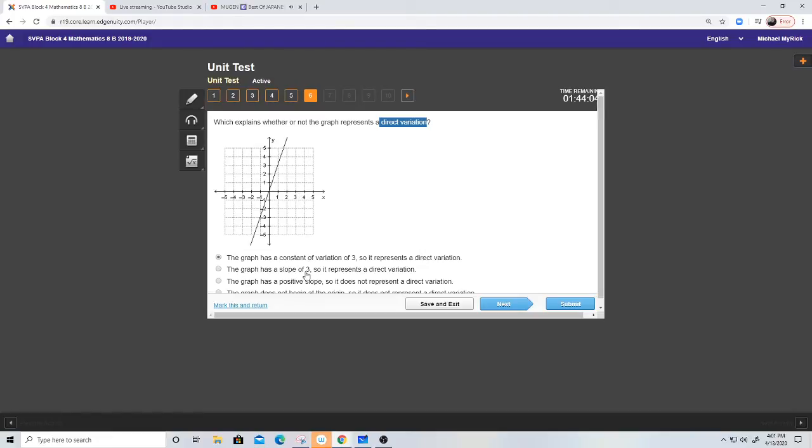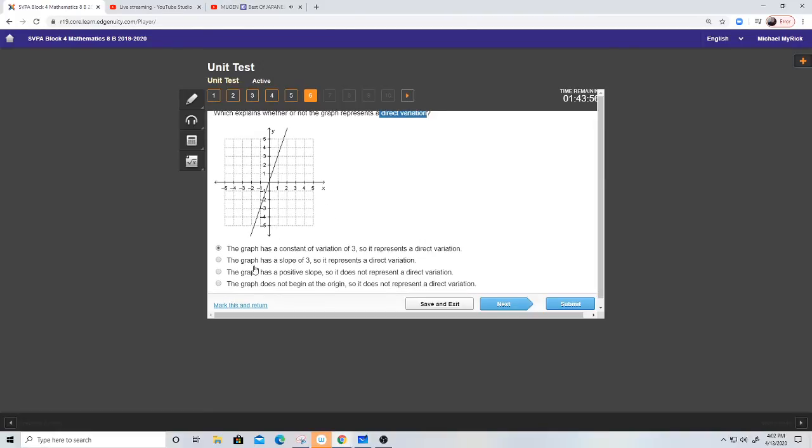The graph has a slope of 3, so it represents a direct. No, because it can have a slope of 3, but it's got to have that direct variation type of deal. The graph has a positive slope. No, it doesn't matter. The graph does not begin at the origin. Well, this graph does begin at the origin, so that can't be it. So the constant of variation of 3.